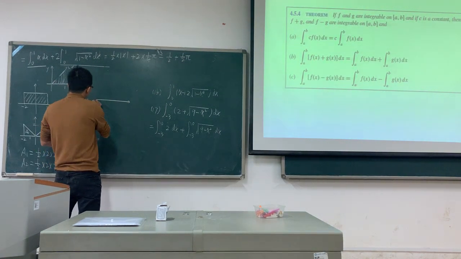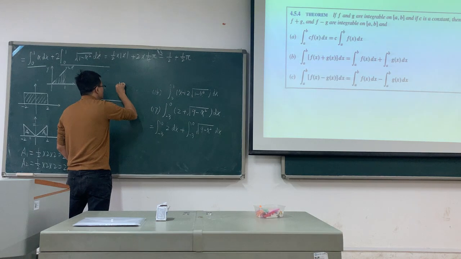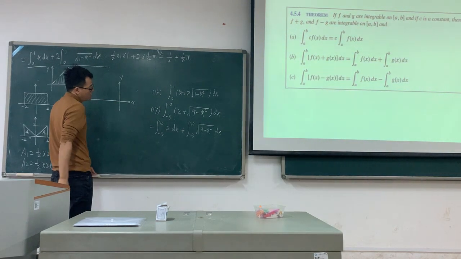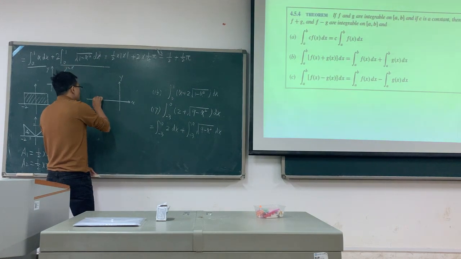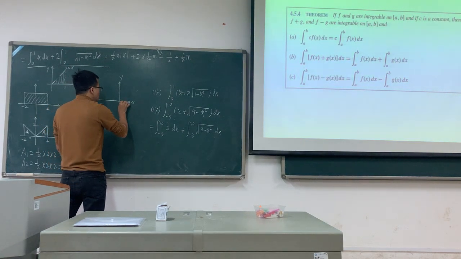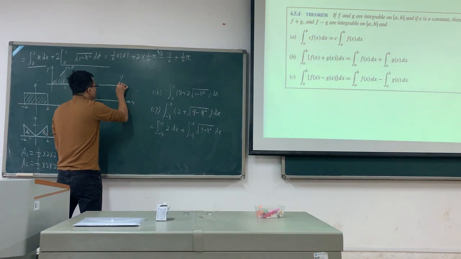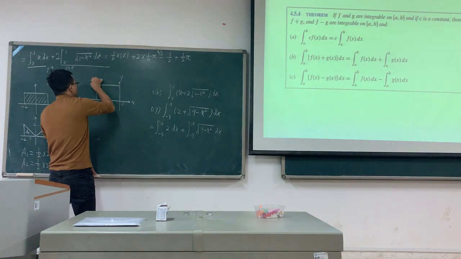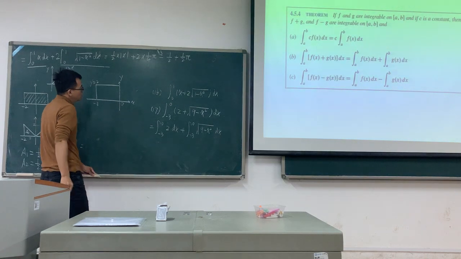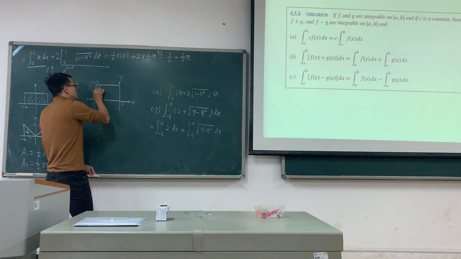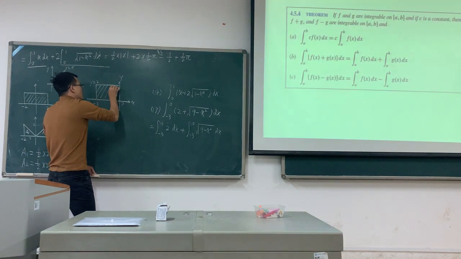X from minus 3 to 0. Here is x, here is y. So minus 3 to 0, here is minus 3, here is 0. And y equal to 2, here is y equal to 2, okay? From here we can see the left side area actually is a rectangle, yeah?